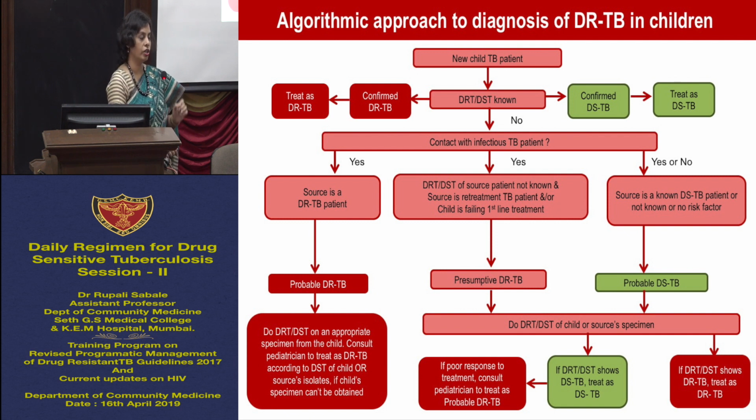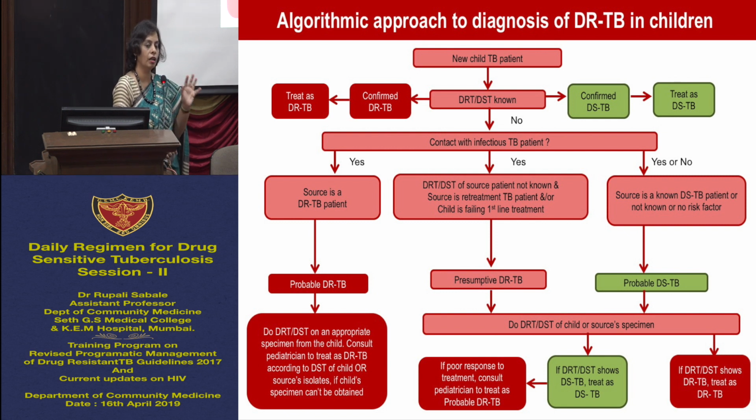Now, whenever a new child TB patient comes, the first thing we have to ask is, do you have a confirmed drug sensitivity test report? If the patient or the parents have the report and it is confirmed drug resistant, I mean it is showing some resistance to drugs, then treat the patient as drug resistant tuberculosis. If it is drug sensitive, treat it as drug sensitive TB. But if it is not available, the next thing we have to ask is contact with an infectious TB patient. That means with whom the child was in contact.